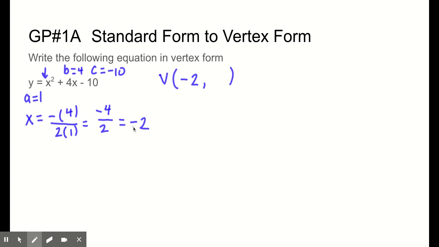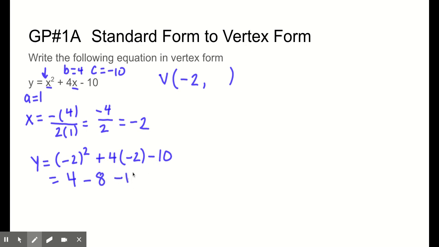So we're going to take this value of x and plug it into this equation for x to find the y value. So we have y equals negative 2 squared plus 4 times negative 2 minus 10. Make sure you follow the order of operations here. So negative 2 squared is negative 2 times negative 2, which gives us a positive 4. We can go ahead and multiply positive 4 times negative 2, and that gives us a negative 8, minus 10. 4 minus 8 is negative 4. Minus 10 gives us a negative 14. So the y value of the vertex is negative 14.